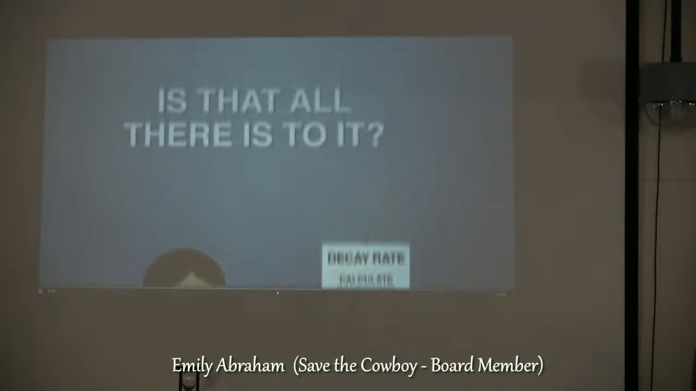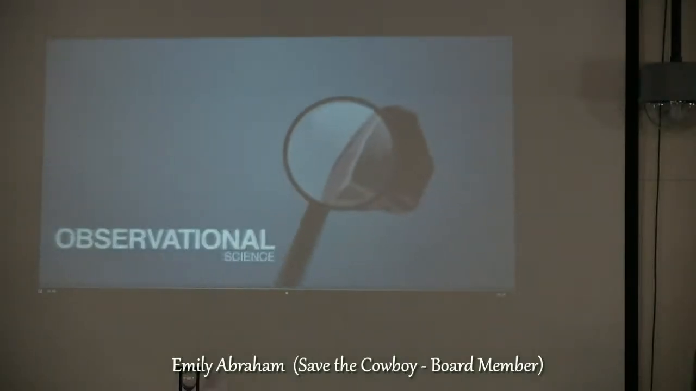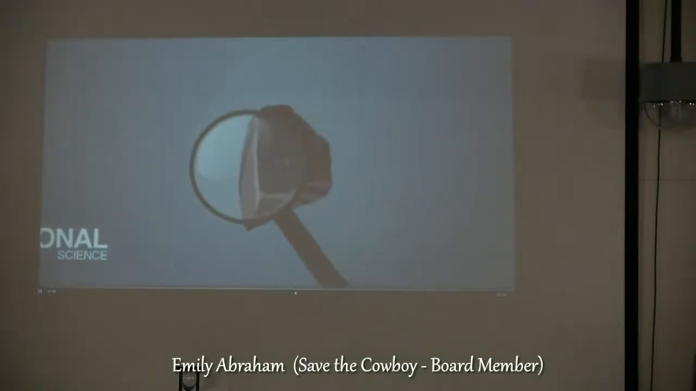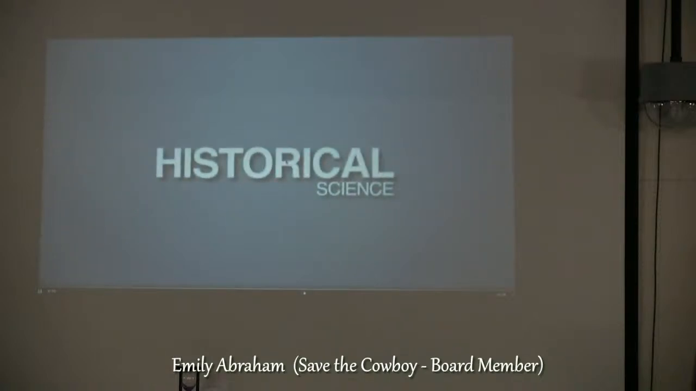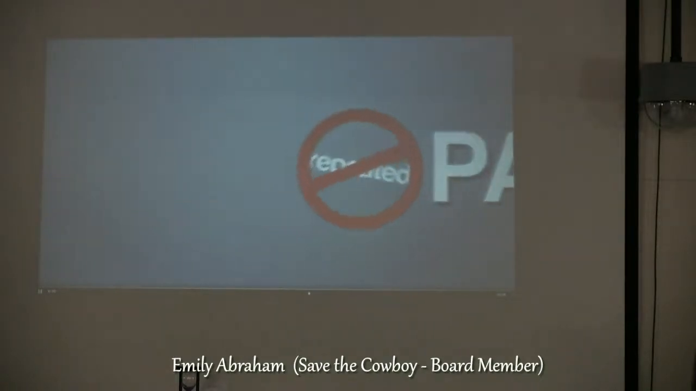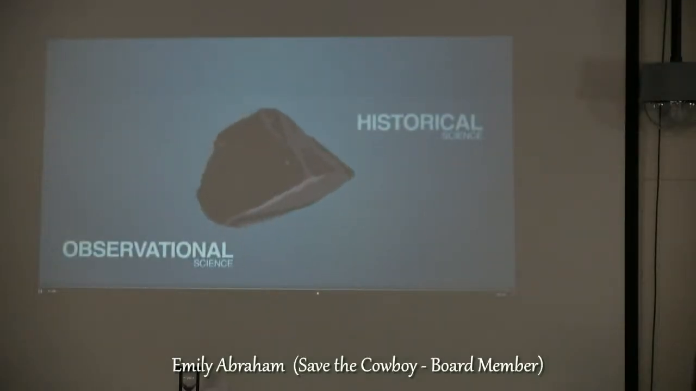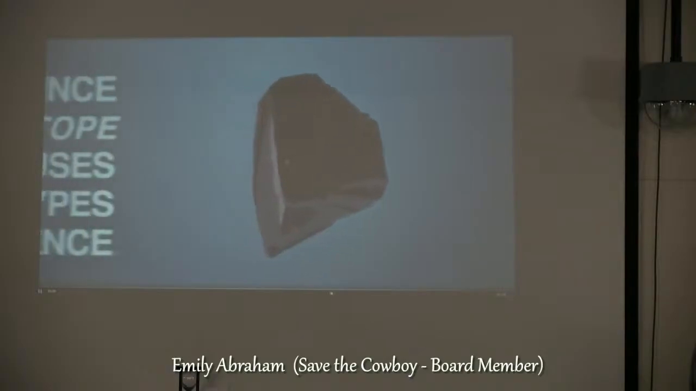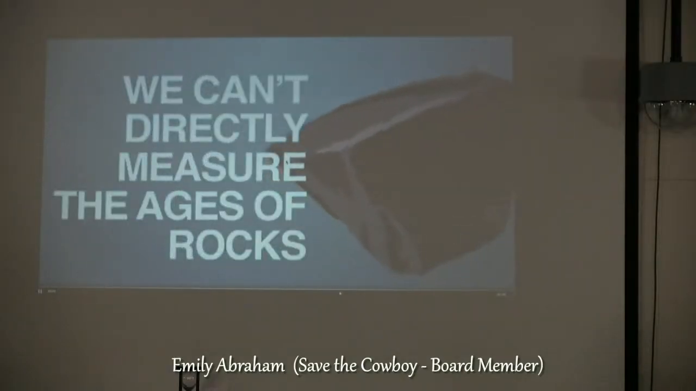But is that all there is to it? Here's where it gets tricky. It's true we can measure a decay rate using observational science, but there's another kind of science that is required to accurately calculate dates for rocks, and that is what we call historical science. Historical science deals with the things in the past, and therefore it cannot be repeated and tested. Dating methods require both types of science, because in order to get accurate rock dates, one would have to accurately know both the decay rate and the initial conditions of the rock sample, right? Since radioisotope dating uses both types of science, we can't directly measure the ages of rocks.